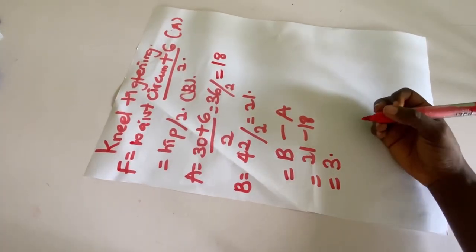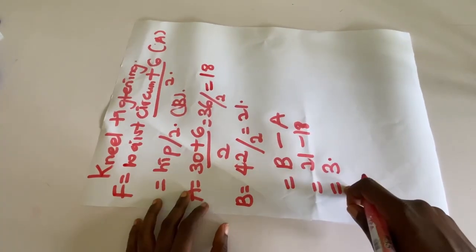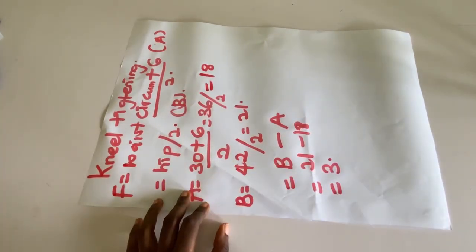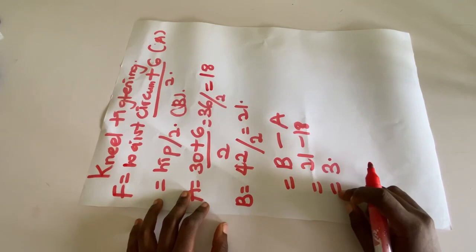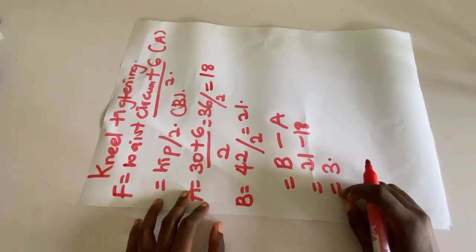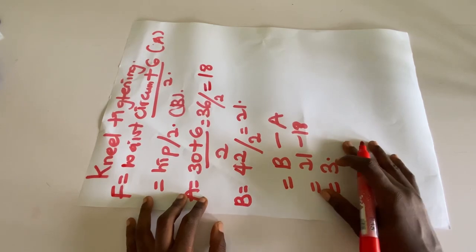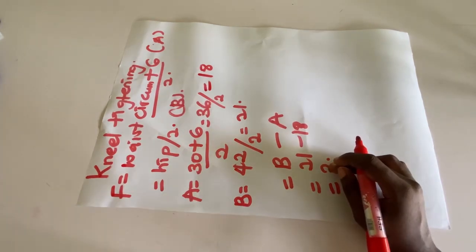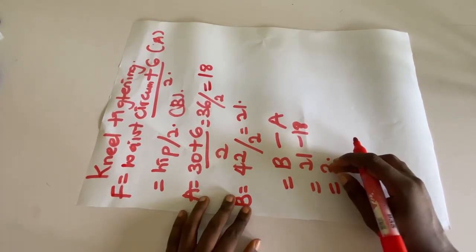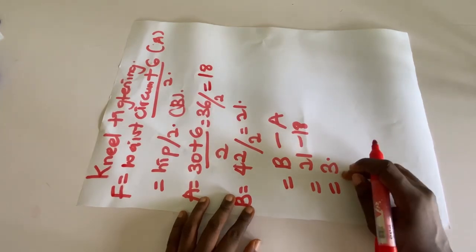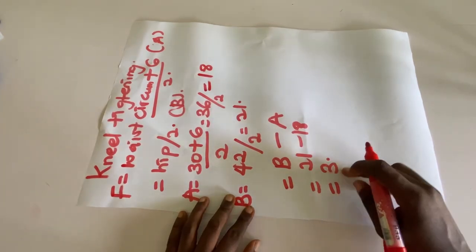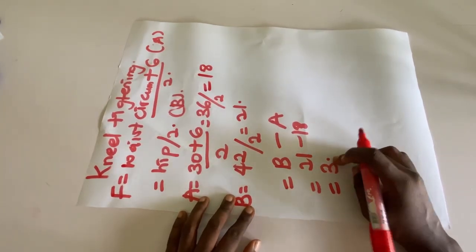I also want you to note that if the figure at the end of your calculation is less than 3, use it. If it's less than 3, use it. But if it is above 3, use it too. Maybe you have about 4 inches, you use it. Maybe you have about 2 inches, that is less than 3, you use it.